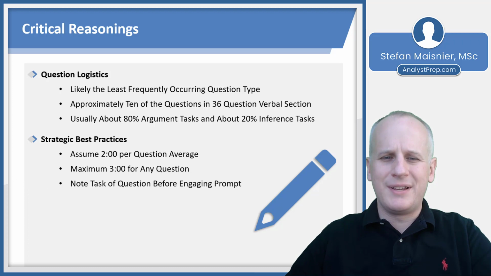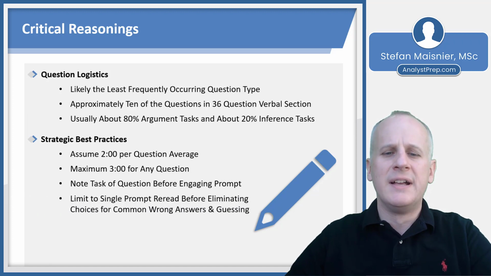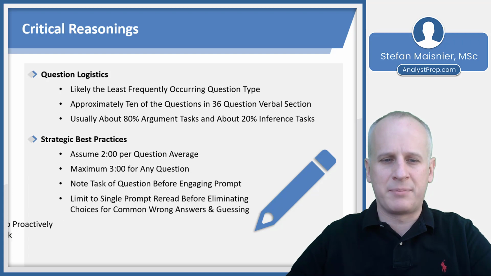And you will want to engage with the task of the question before reading the prompt. So don't read the paragraph, then read the question, and then promptly reread the prompt. Instead, go straight to the question task to determine what you need to do for that critical reasoning before reading the paragraph. You do have to limit yourself to a single reread of that prompt, though, before you decide to just eliminate choices for common wrong answers and guess. Because, again, critical reasonings are probably the primary type of question where you can just keep reading, rereading, and rereading and not really notice that time is slipping away.